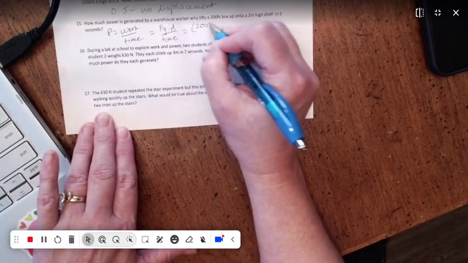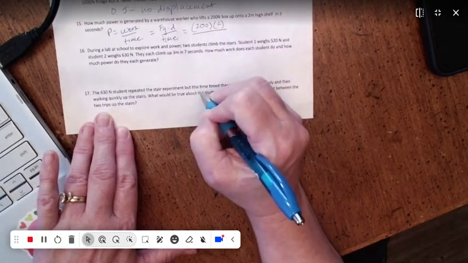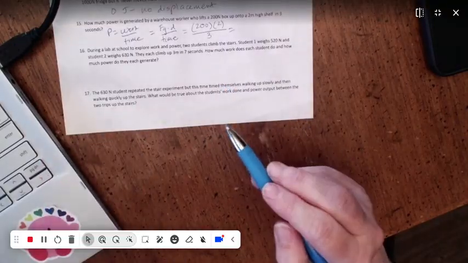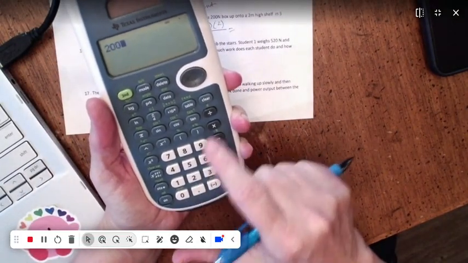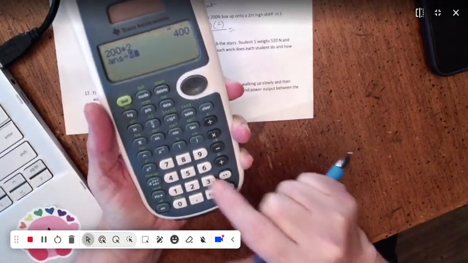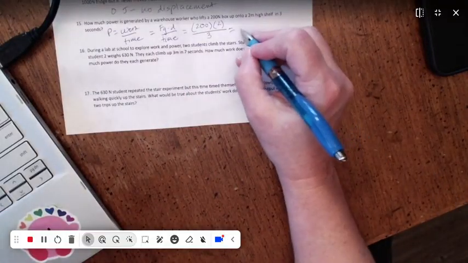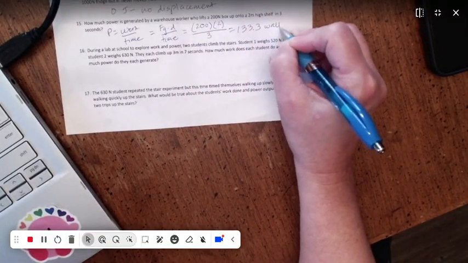So we've got force of gravity times distance divided by time to get our power. So we're going to have 200 newtons times 2 meters. That's my work. Divided by 3 seconds. And that's 400. 200 times 2 is 400. Divided by 3 is 133.3 watts of power. Okay.